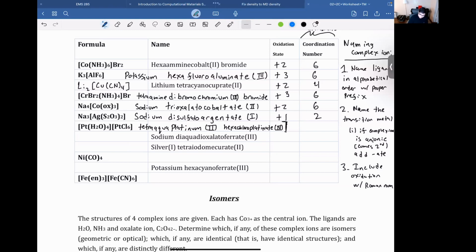4 will be the second one, for no reason. You can also do it again the other way around, like that. Then the coordination number for these, again, you're just counting ligand attachments, it's 4 and 6.